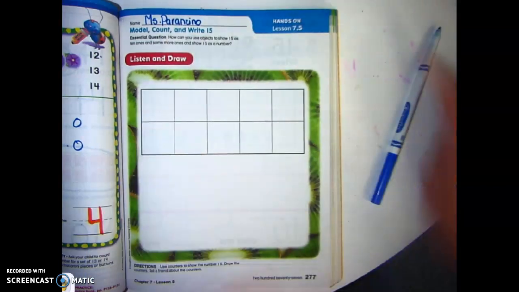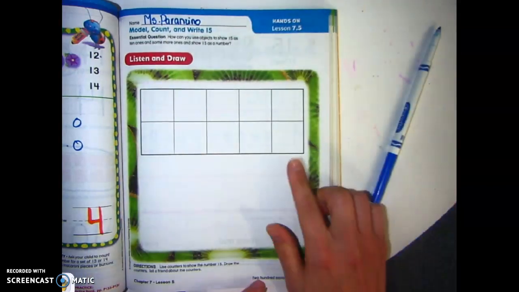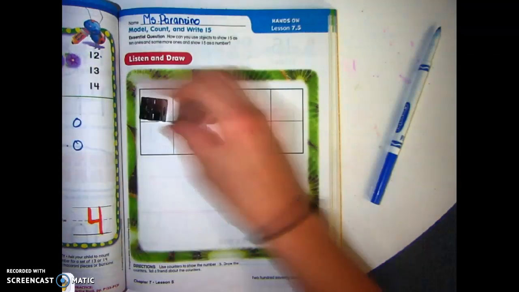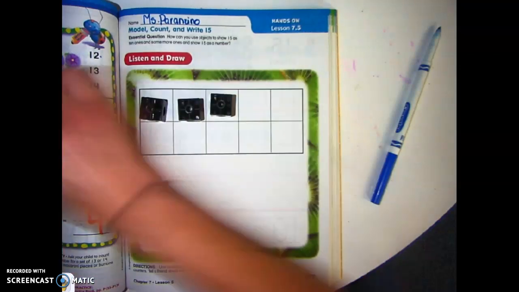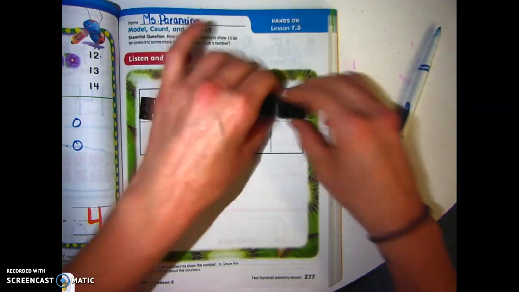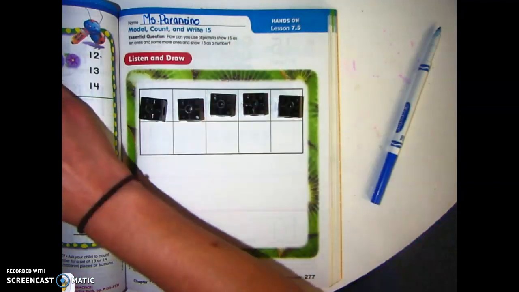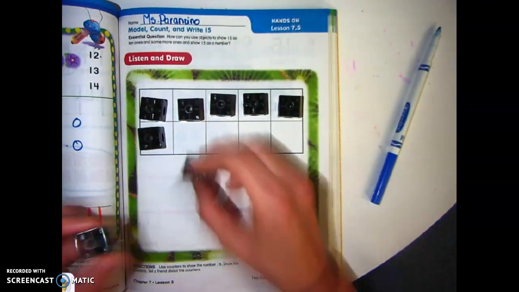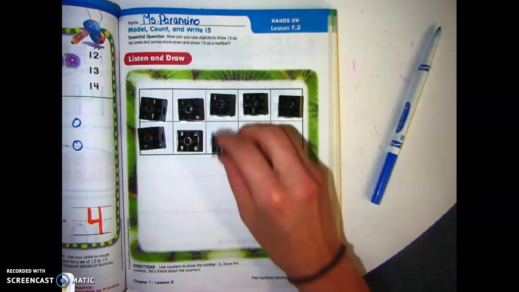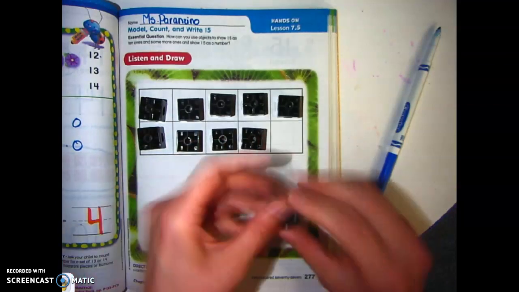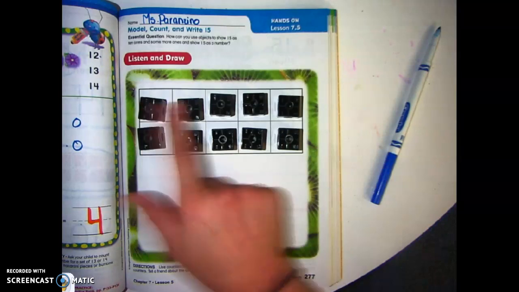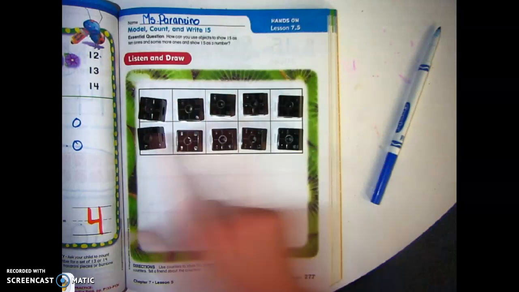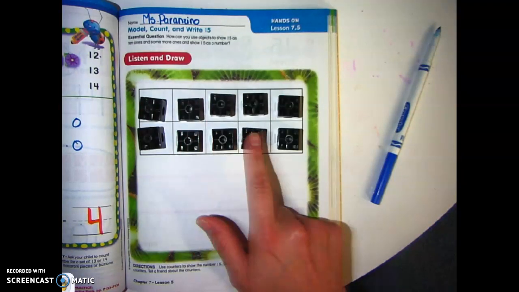All right, friends, and remember for all of our teen numbers, first we need to make a group of 10. So I'm going to fill my tens frame and make my group of 10 first. I know that if I put one cube in each square on my tens frame, I'm going to have 10. So I'm going to fill it, and then we're going to double check it, okay? Ready? 1, 2, 3, 4, 5, 6, 7, 8, 9, 10.